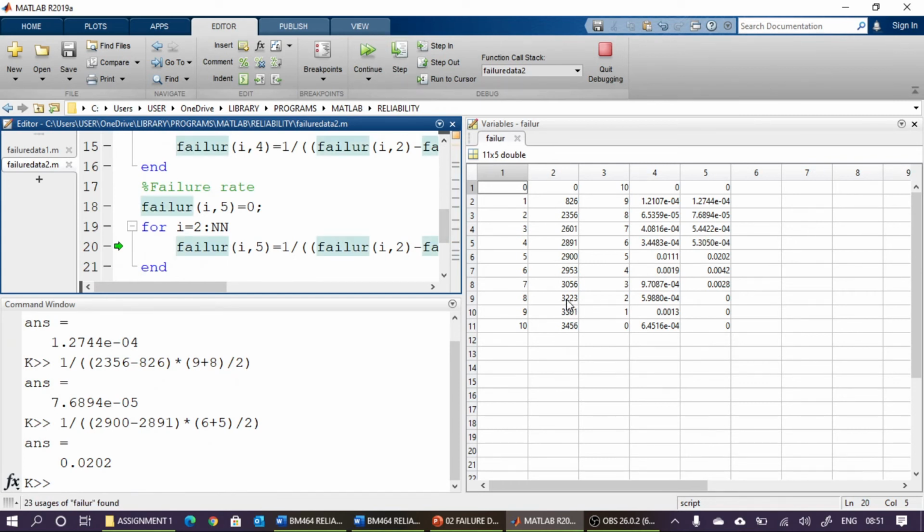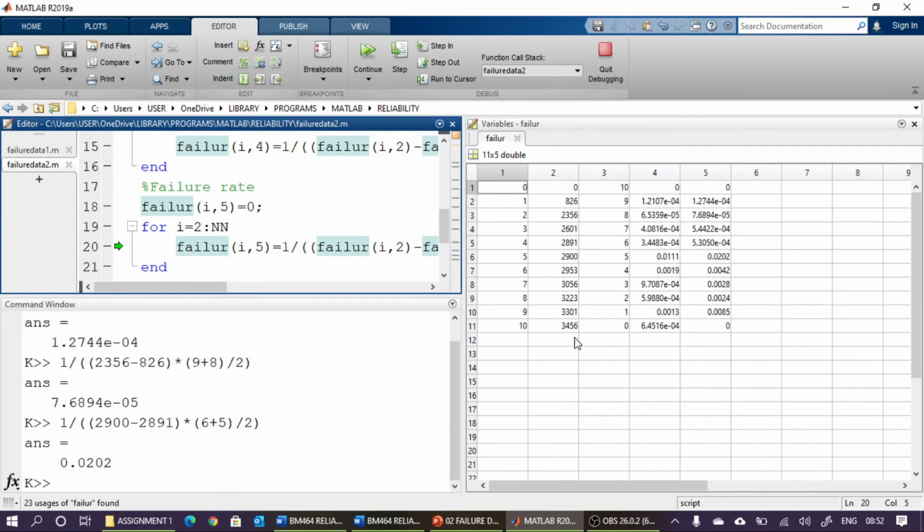1 divided by, open the bracket, 3223 minus 3056, close the bracket, then into the average of these two, that is 3 plus 2 divided by 2. So we have 0.0024. What about next one? 1 divided by, open the bracket, 3301 minus 3223, close the bracket, into average of these two, 2 plus 1 divided by 2. So we have 0.0085. Now what about the last one?